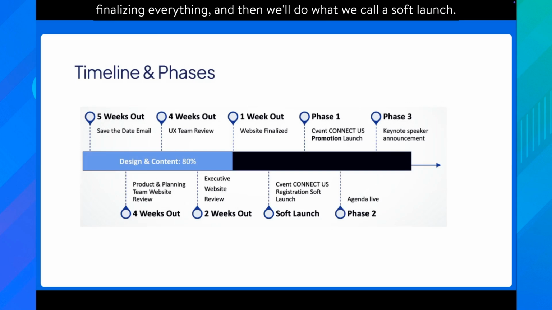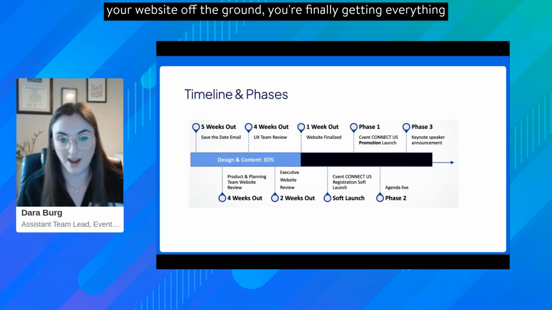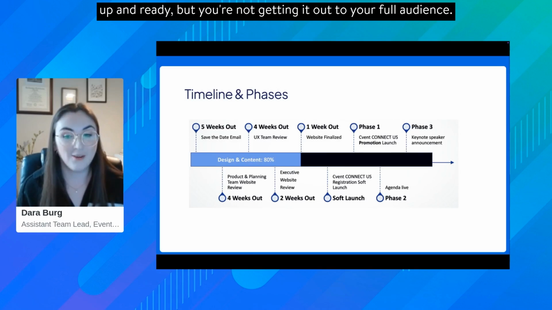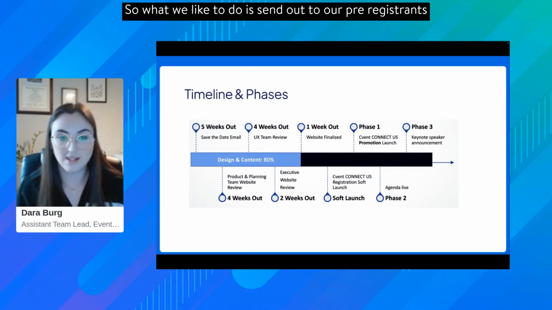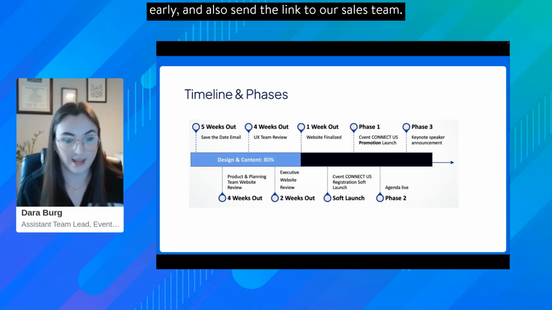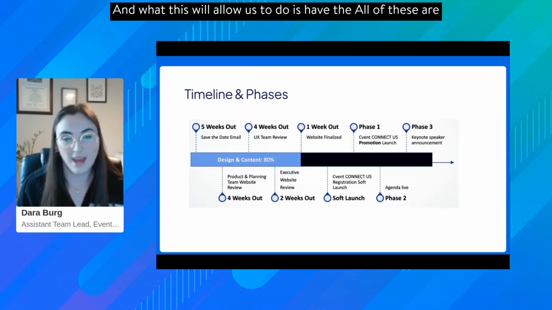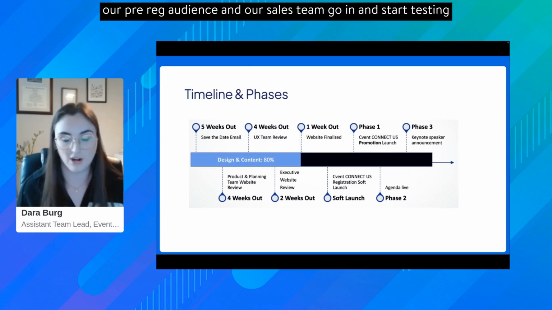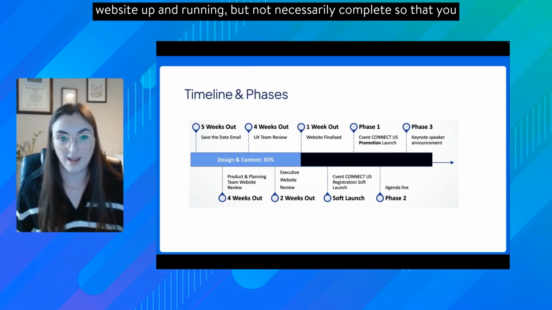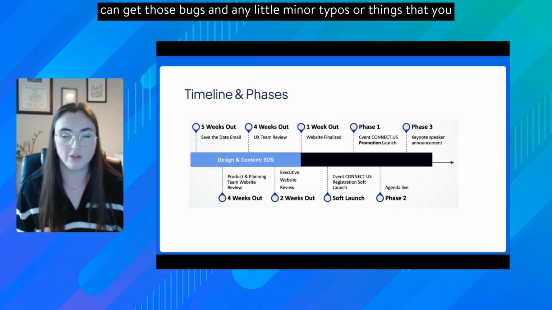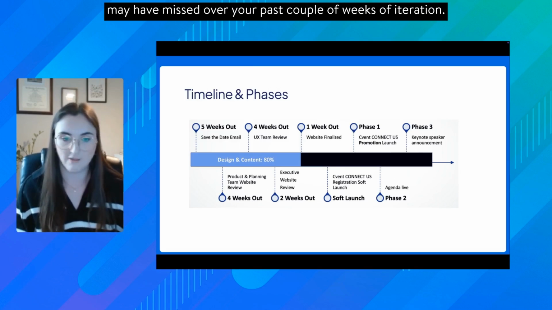And then we'll do what we call a soft launch. What I love about the soft launch is that you're getting your website off the ground, finally getting everything up and ready, but you're not getting it out to your full audience. So we like to send it out to our pre-registrants early, and also send the link to our sales team. This allows the pre-reg audience and our sales team to go in and start testing things before our actual big promotion launch announcement. It's a little bit of buffer time that lets you have the website up and running, but not necessarily complete, so that you can catch bugs and any little minor typos or things you may have missed over your past couple of weeks of iteration.